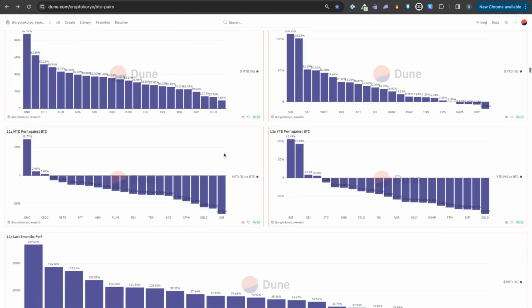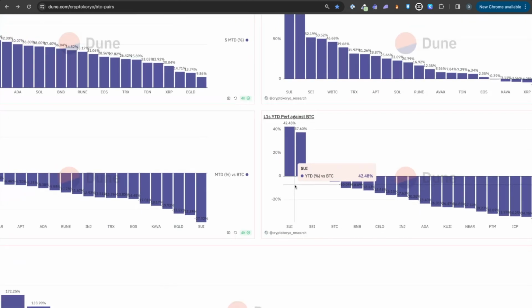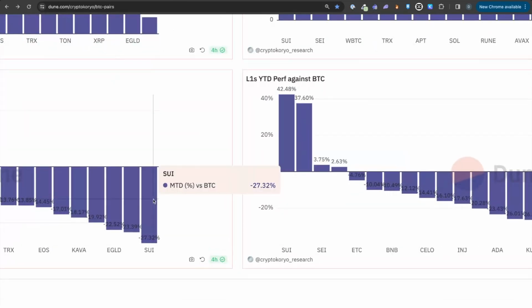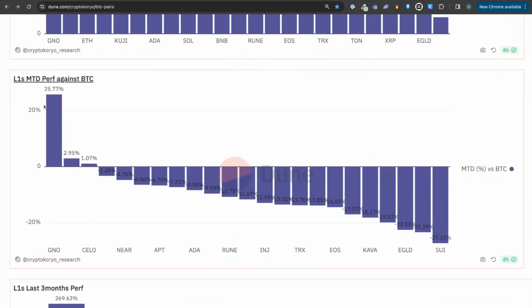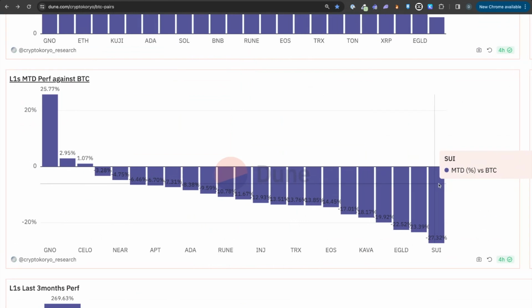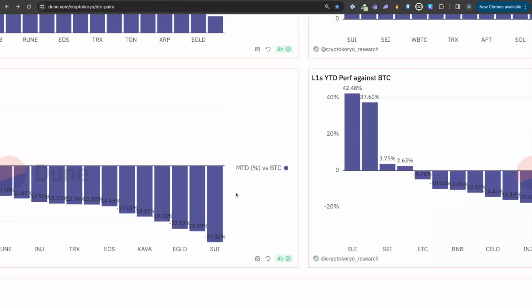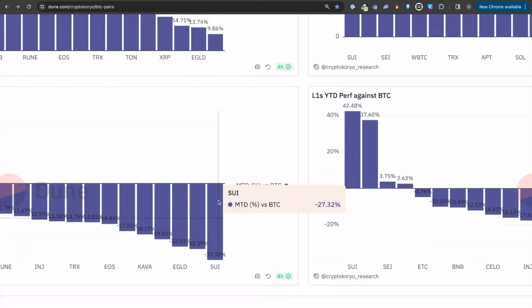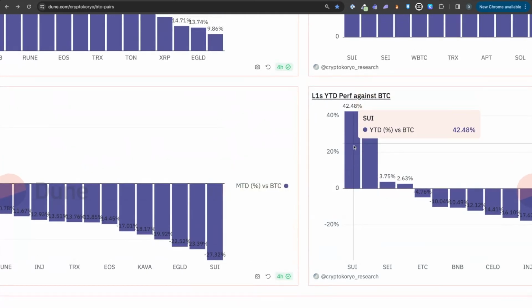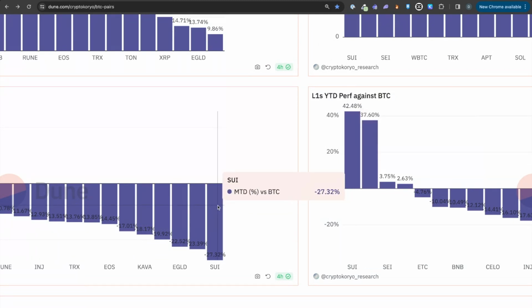Now here is what I really like, these kind of patterns. Look at this, just a good coincidence. So Sui, new generation L1, is the worst performing of the month compared to Bitcoin, okay? And it's the best one in the year, okay? So meaning that it had a great month in January, but now there has been a pullback.